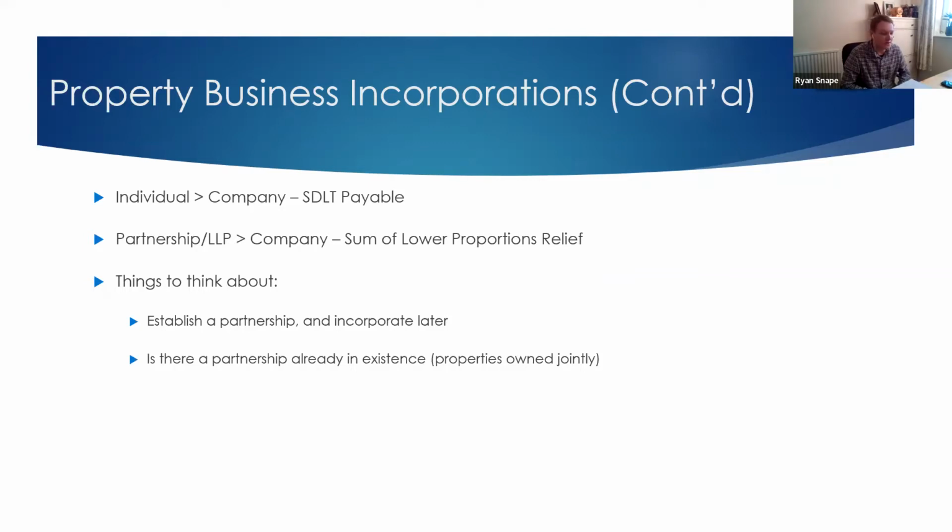However, if that individual is in a civil partnership or is married, we might want to look at establishing a partnership by transferring a portion of those properties from their ownership into joint ownership with their spouse or civil partner. That can be done free of capital gains tax. And also, if we only transfer a small amount, we can potentially do it for a very small amount of SDLT. And then once we do that, if we establish a partnership agreement and we might want to file a partnership return, after a material amount of time has passed, we could then incorporate. And then we could take advantage of the sum of lower proportions relief.